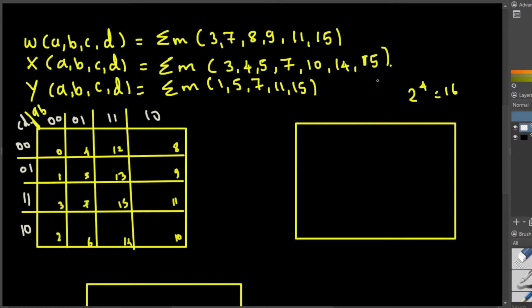15. We have 1 at 3, so it's going to be right here, and we have 1 at 7, that's going to be right here, and we have 1 at 8, that's going to be right here, and we have 1 at 9, that's going to be right here, we have 1 at 11, that's going to be right here, and then we have 1 at 15, that's going to be right here. Others are going to be 0.